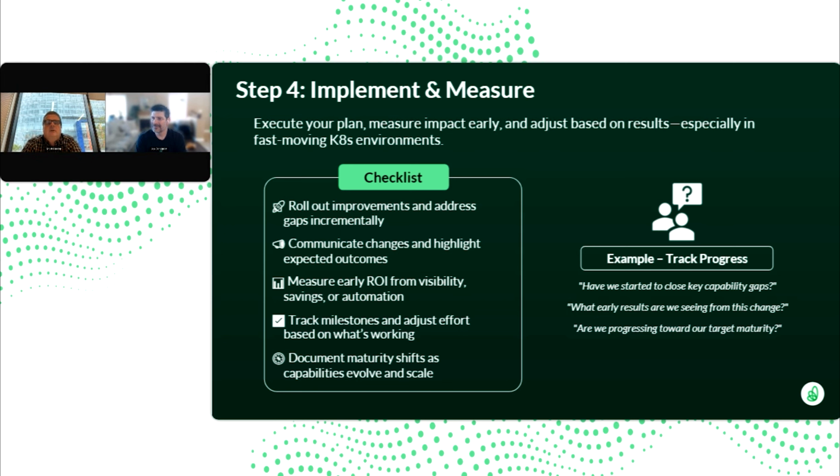It's very clear and very important that you need to communicate changes. So if you're making these incremental changes, highlight the changes you're making, highlight what outcomes you're expecting by making those changes, and communicate that often. We talked about ROI in the last couple of slides, but measuring the ROI as early as you can to show that what you're doing is making progress.